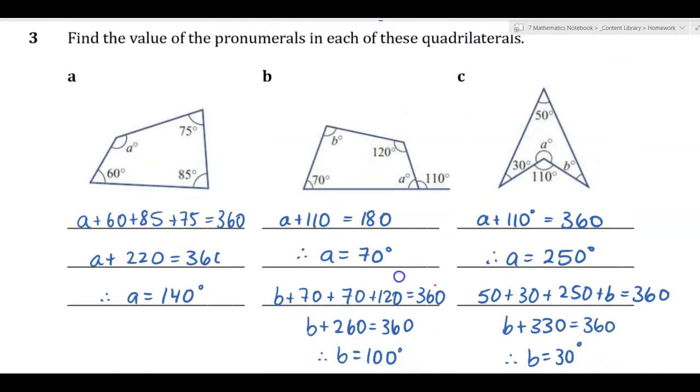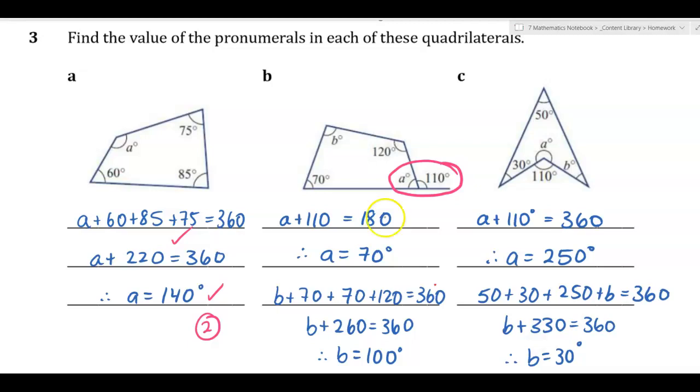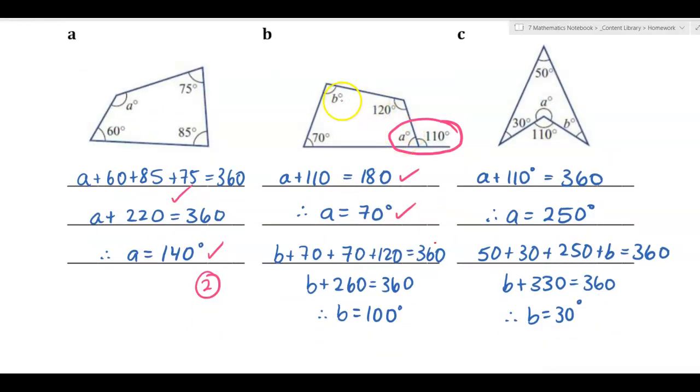Okay, number 3. A was 140. I was looking for some working, and then I was looking for an answer of 140 degrees. B was a few steps. The first step was we had to figure out what A was. How do I figure out how many degrees A is? 180 minus 110, because we know that a straight line has 180 degrees in it. So 180 minus 110, so therefore A is 70. And then we can use A to figure out B, because we know that all the other angles add to 360. So B was 100 degrees.